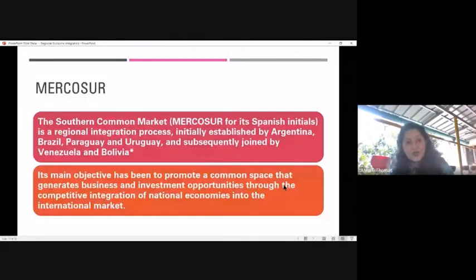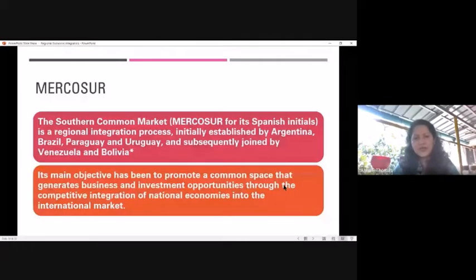And subsequently Venezuela and Bolivia joined this. The aspect here is a common market space for all these countries. It's actually a common market for these member countries to engage in trade for mutual development. That's the actual theme behind that.